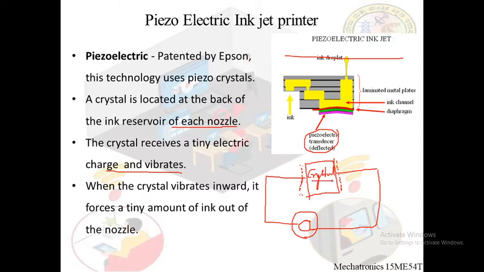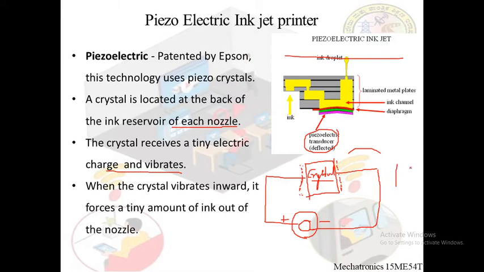We have seen many types: quartz, Rochelle salt, etc. This vibrates when it is connected to a voltage source. When the crystal vibrates inwards, it forces a tiny amount of ink out of the nozzle. When it vibrates inwards, it forces a tiny drop of liquid out.